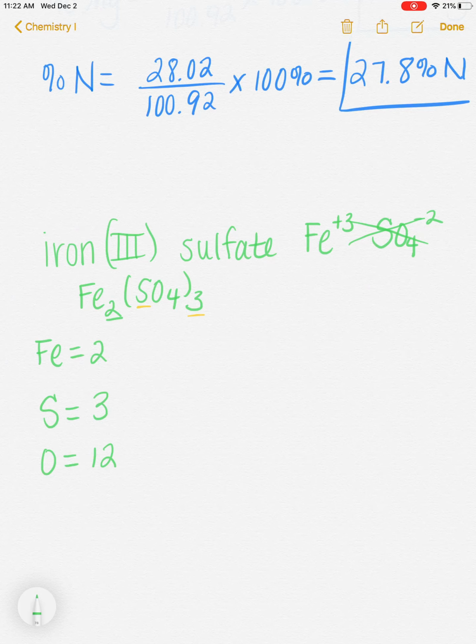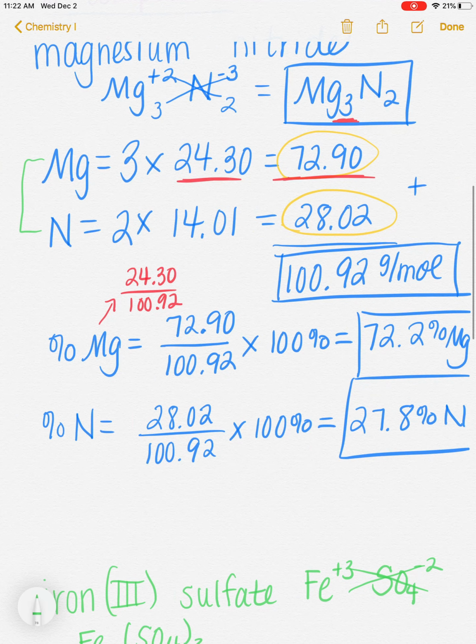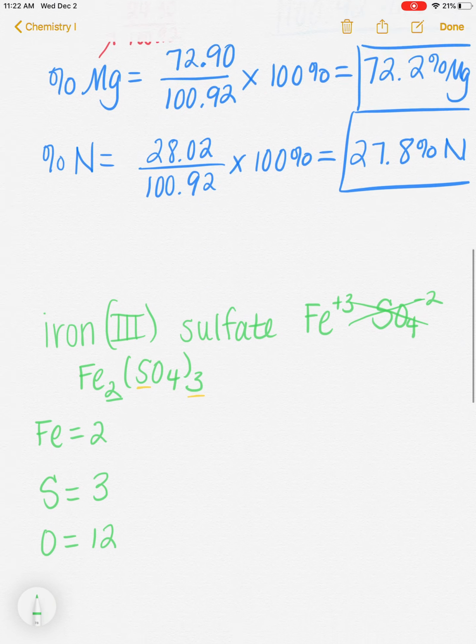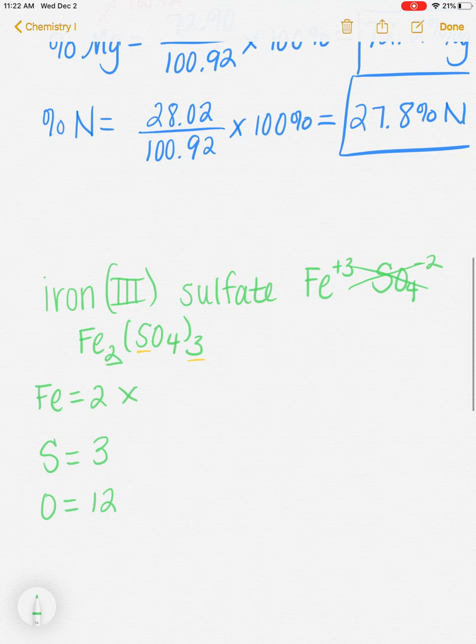So there are 12 oxygens. Now, if we look back to our last problem, after we listed how many of each atom we had, we multiplied by the mass on the periodic table. So take a look at your periodic table. The mass of iron is approximately 55.85 grams per mole. So I take 2 times 55.85 and I get 111.7. I next need to look up sulfur.